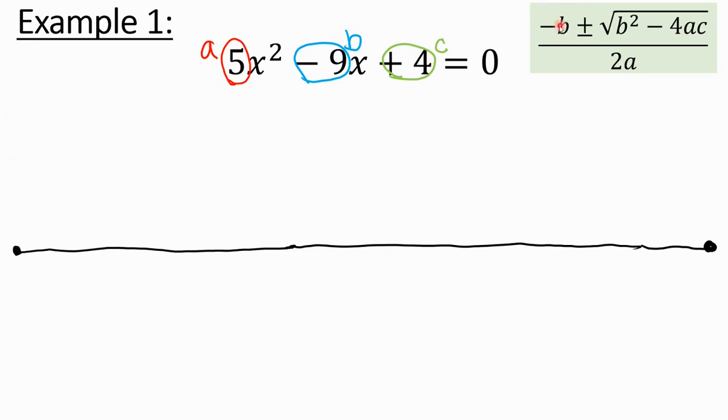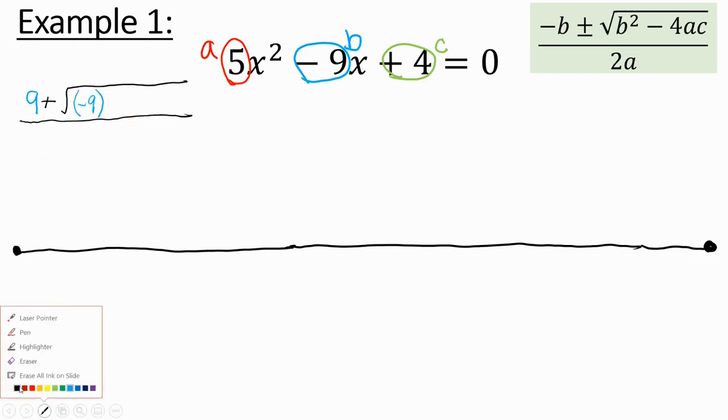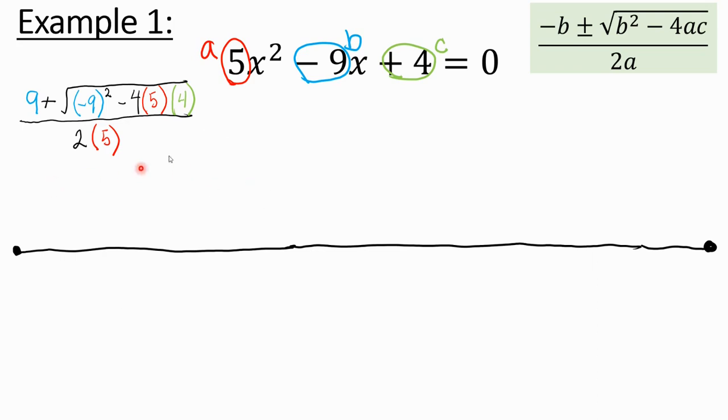So my first number is negative B. Remember, B was already negative 9, so if I'm making it negative 9, that's going to become positive 9. Okay, now I have my plus, my square root, b squared, so that's going to be negative 9 squared. Notice that it went in parentheses here. You need those parentheses. Minus 4 times a times c. And then the bottom is 2 times a. Yay, we got all our numbers plugged in.